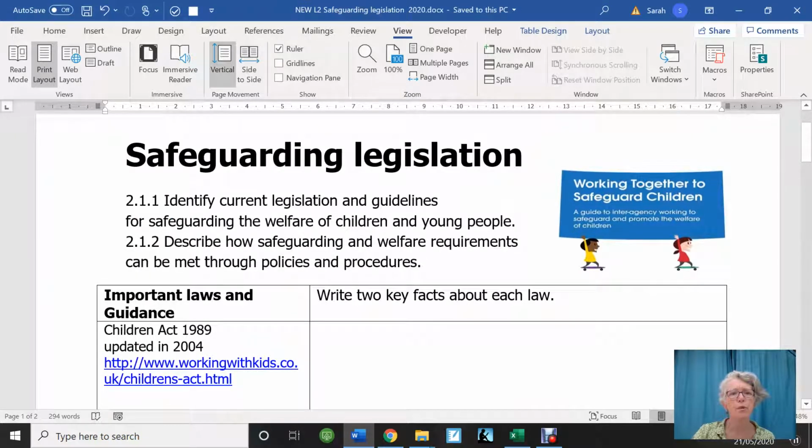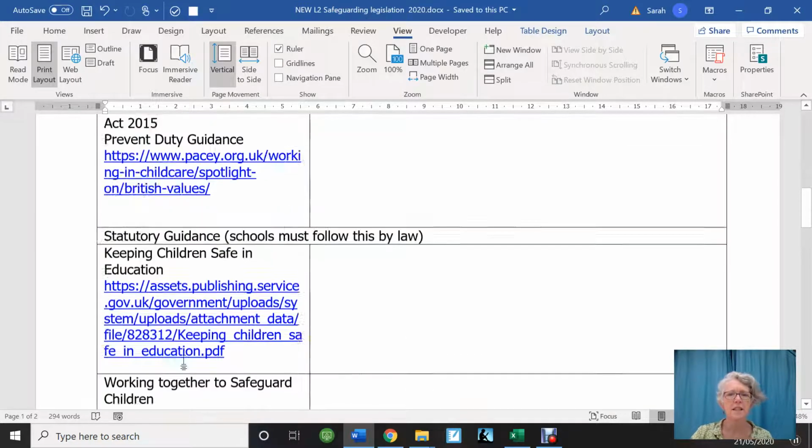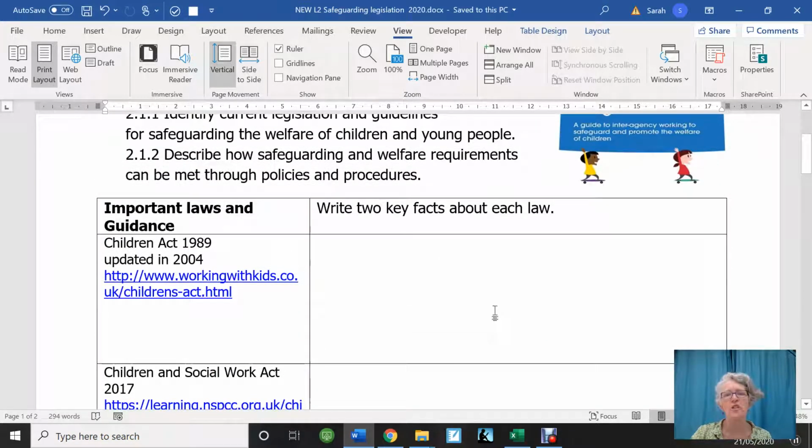So 2.1.1 is just an identify question. I've given you the different laws and guidelines that I want you to look at, and I've asked you in this box here to write 2 key facts about each law. You can use bullet points. You can write more if you want to, but 2 for each.